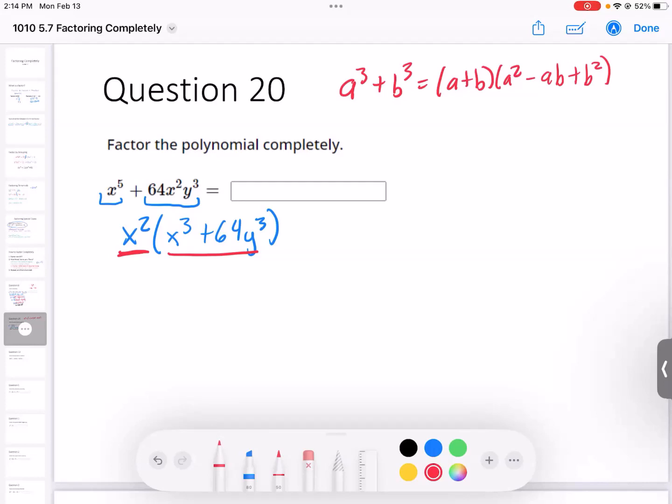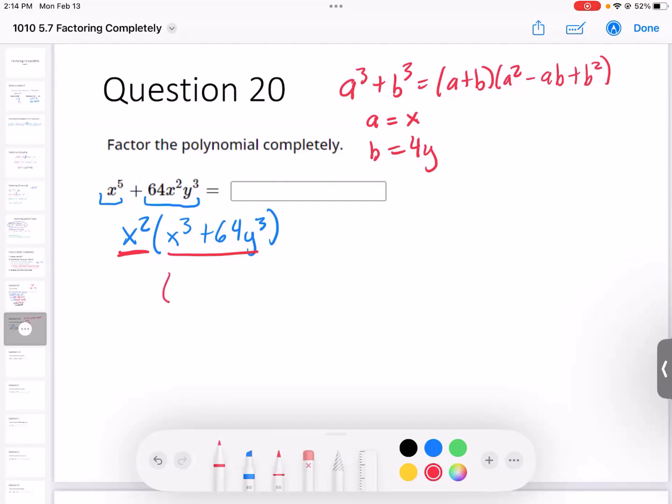And we have an a cubed, and in our expression, we have an x cubed. And so everywhere we see an a in the formula, we're going to write an x. And then in the b cubed spot, we have 64y cubed. So everywhere we see a b, what are we going to write? 4 and a y. Because if I do 4 cubed, that gives me 64, and y cubed gives me y cubed. So everywhere in this formula that I see an a or a b, I'm going to substitute these in.